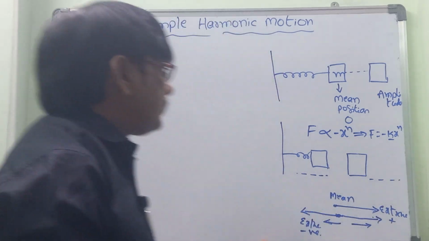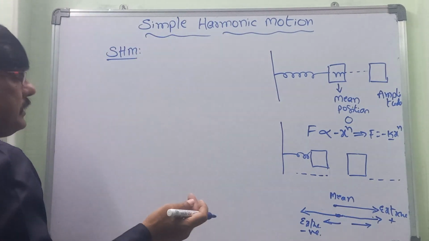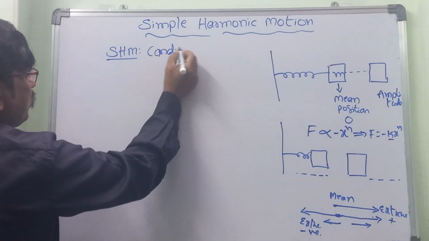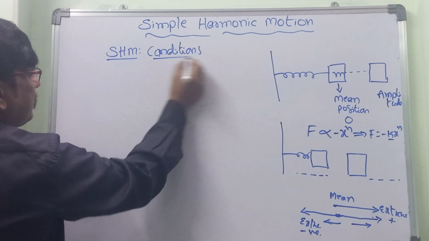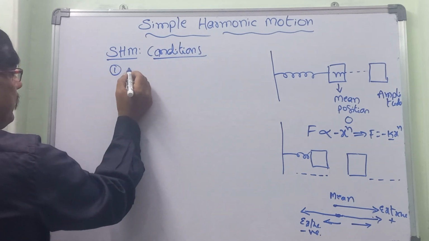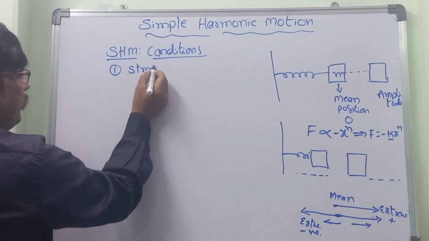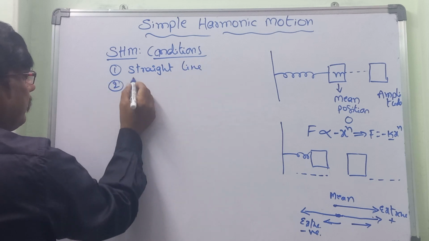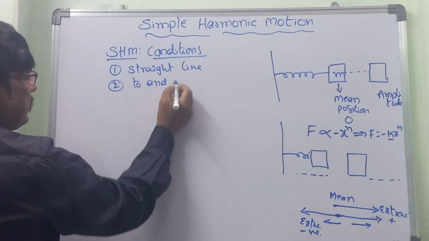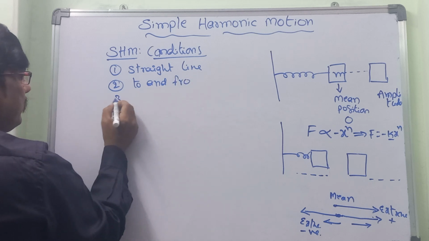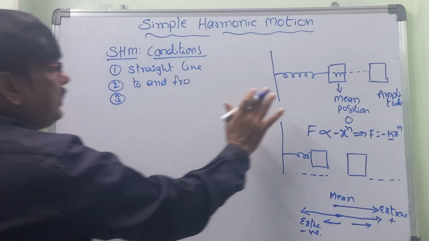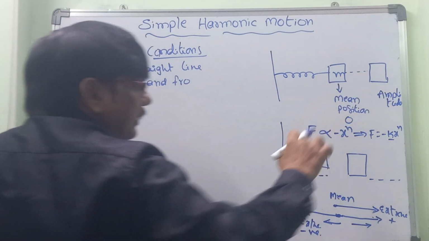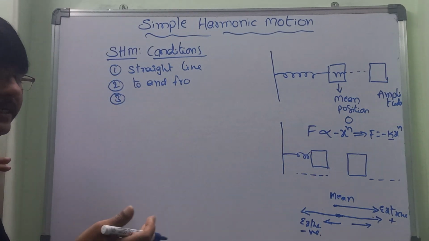When can we say a particle is in simple harmonic motion, or what conditions must be satisfied by the particle? First, it should travel in a straight line. So the motion of the particle must be in a straight line. Next, it should make a to and fro motion along that line. And when we apply force, the particle moves some displacement and has some velocity, and that leads to an acceleration.